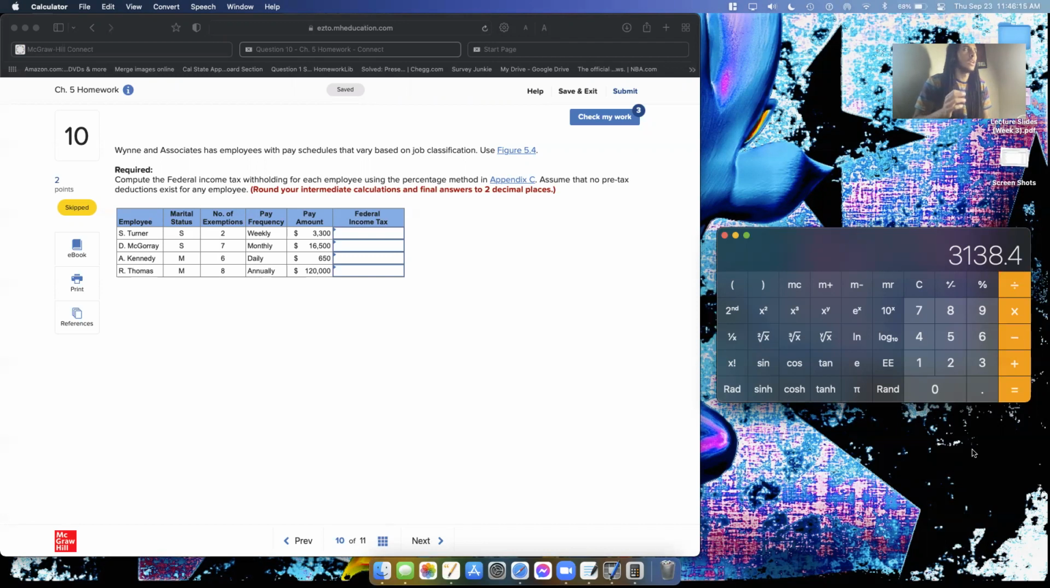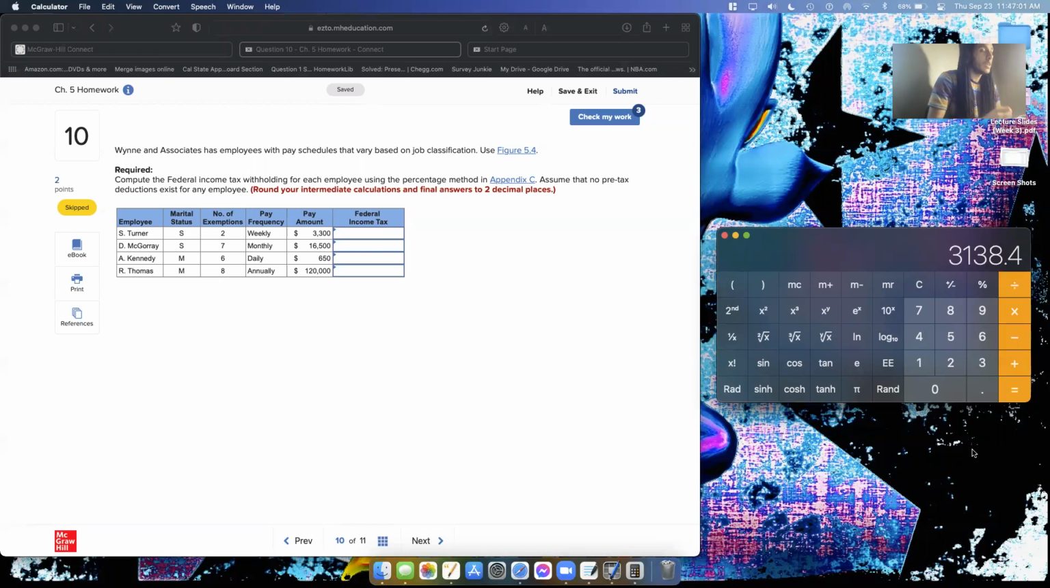And there's 3 factors: the marital status, the pay frequency, and the taxable income, not the pay amount or the gross pay. So if you look in the book, you should be looking on pages 404 to 405. S. Turner is single with a taxable income of $3,138.40 and is paid weekly. So if we go in the book on page 404, you're going to see that $3,138.40 is in between $1,692 and $3,164.